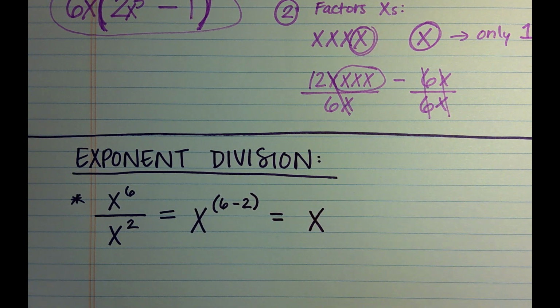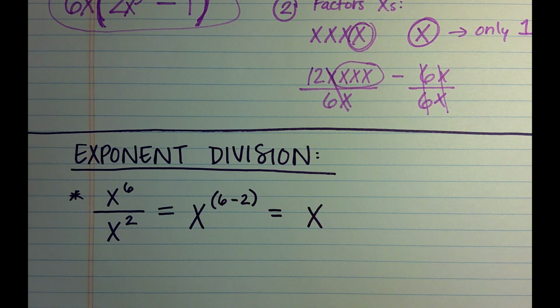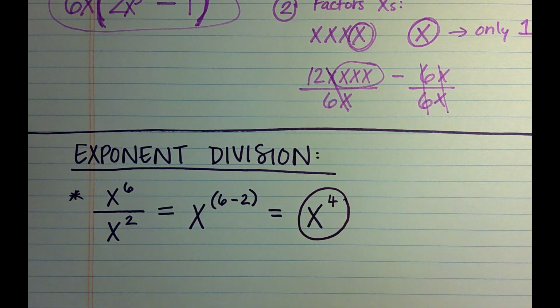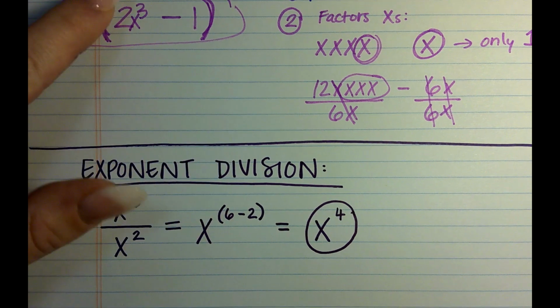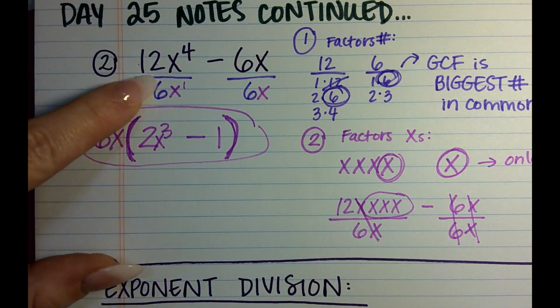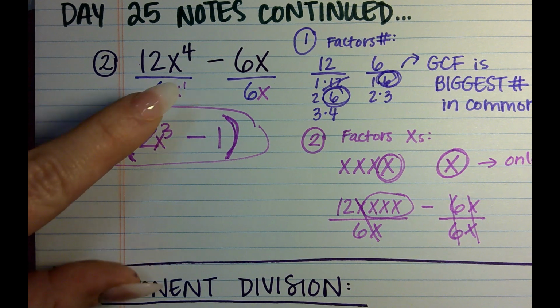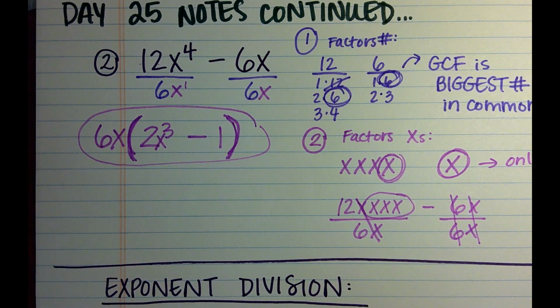And our answer would be what? X to the fourth power. And it's the same thing right here. X to the fourth power minus x to the first power is x to the third. 4 minus 1 is 3.